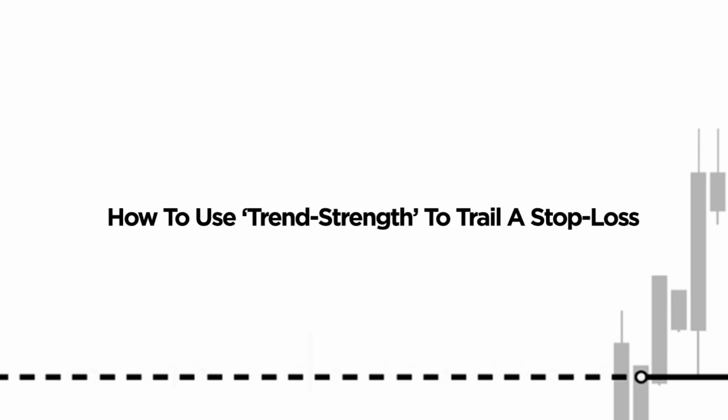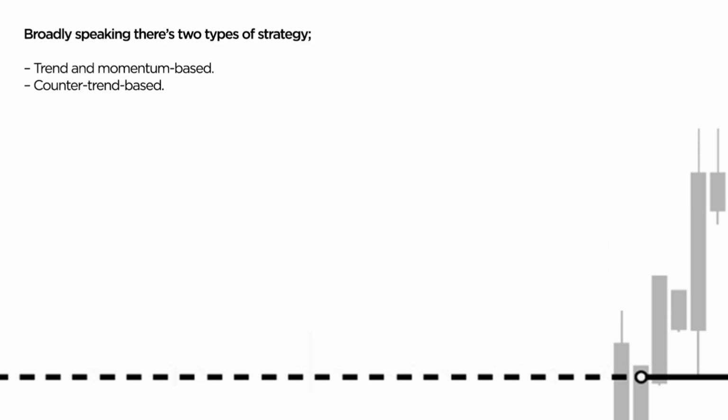So let's dive in. Broadly speaking, there's two types of strategy, isn't there? There's trend and momentum based, i.e. the kind that look to capture large directional moves. And then there's counter trend based, i.e. the kind that look to capture a reversion to the mean.